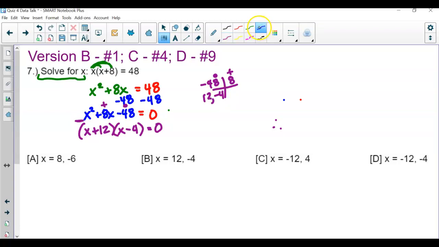But is this our final answer? No, because remember we're solving. This is equal to 0, so change the sign. So that's why here, guys, the answer was C.